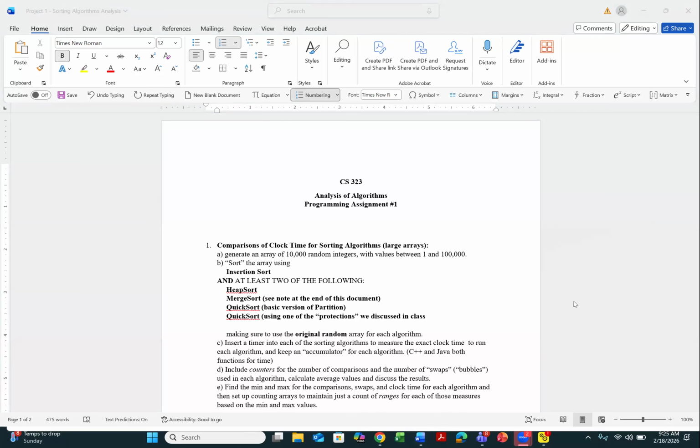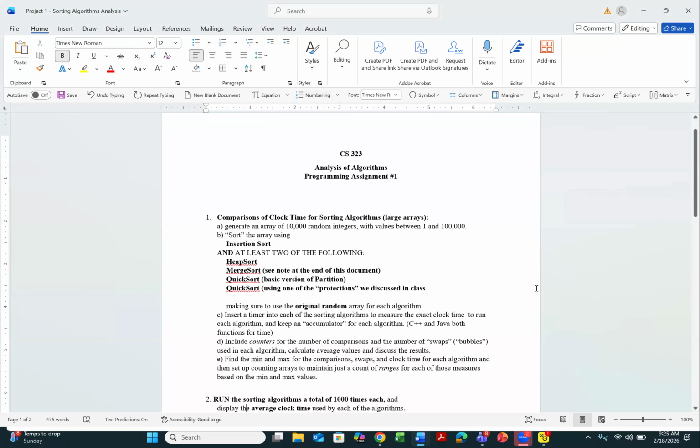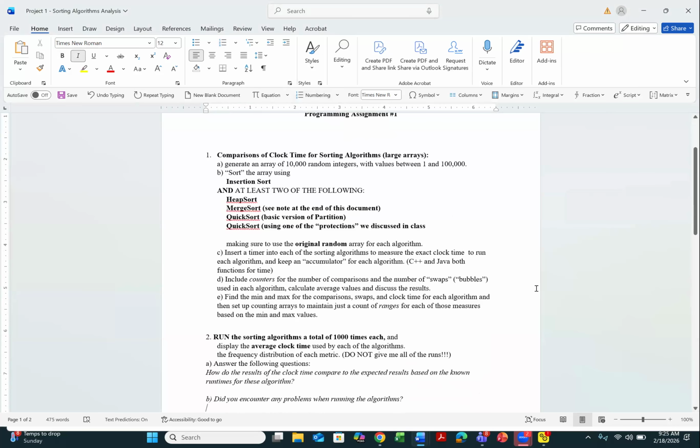Once you have that running, then I want you to add in something to keep track of the exact clock time. Not the generating of the random array and stuff like that, but once the actual sorting algorithm begins, I want the actual clock time.